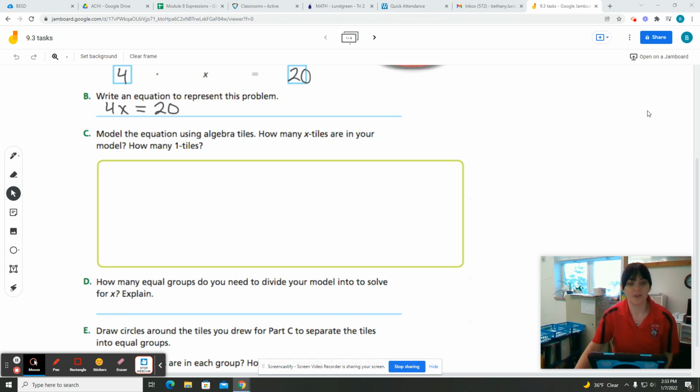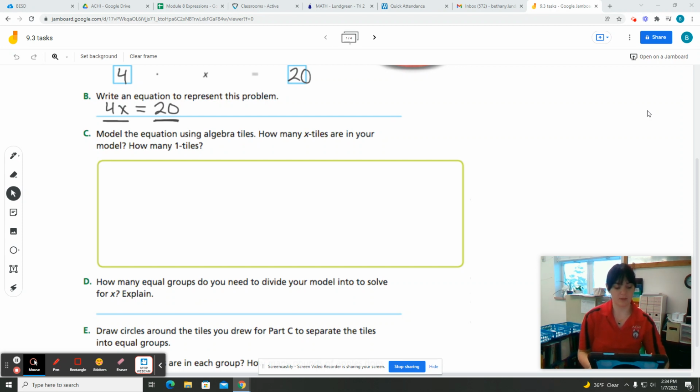Okay. For part C, we're going to model the equation using algebra tiles. How many X tiles are in your model and how many 1 tiles? So if we look at the equation above, our X tiles are on this side and our number tiles or 1 tiles are over here. So we have 4 X tiles and 20 1 tiles.